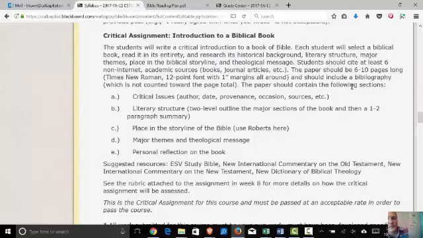And then finally, I want you to put in some personal reflection. I want you to introduce the themes and the theological message of the book, and any personal reflection on the book. Some of this may be new for some of you, and if that's the case, I will be happy to walk you through that.